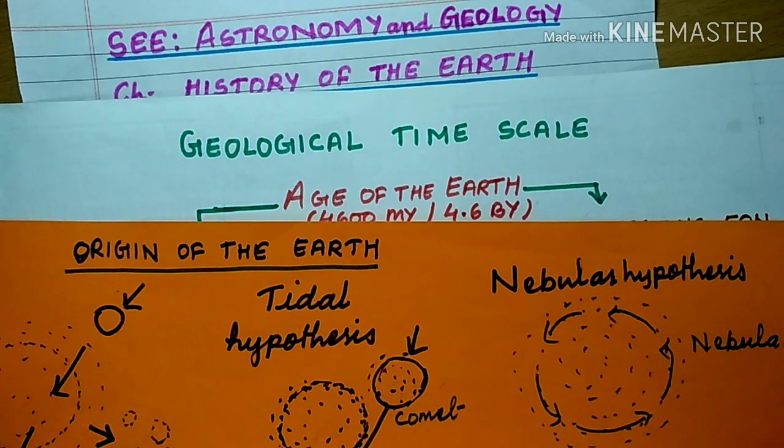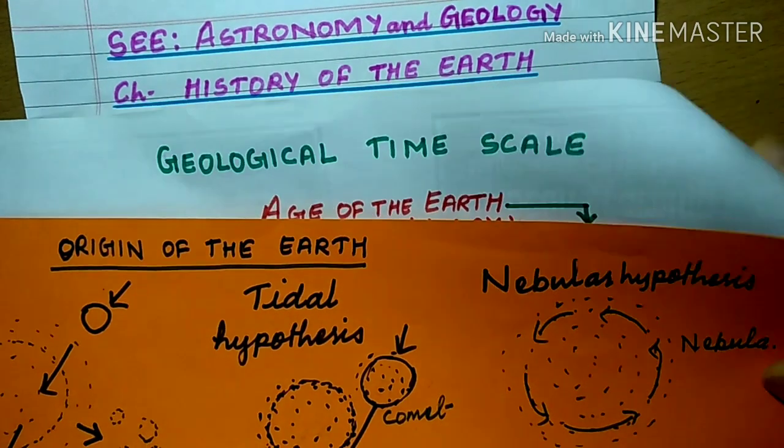History means description of the events that occurred in the past. So we are going to study about the events that took place on the earth from its beginning to the present time. Here, the chapter is divided into three broad parts. These are origin of the earth, how earth started, and geological time scale. In geological time scale, we are going to study about evolution of life on the earth's surface and fossils. These are the three main parts of the chapter.